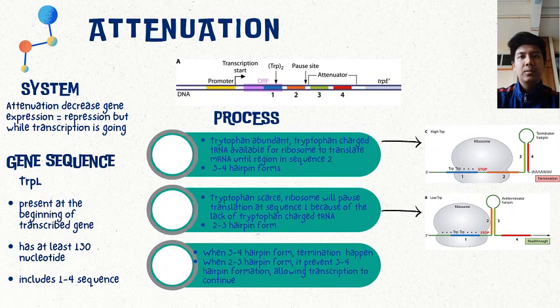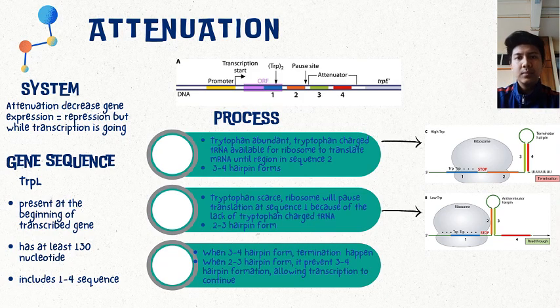Okay, for the next part, we are going to discuss the second regulatory mechanism, which is attenuation. The attenuation system decreases gene expression, same as repression does, but attenuation does the process while the RNA polymerase transcription is still in progress. There is a gene sequence called TRPL present at the beginning of the transcribed gene, which has at least 130 nucleotides that include the 1 to 4 sequences, which partially correlate to each other.